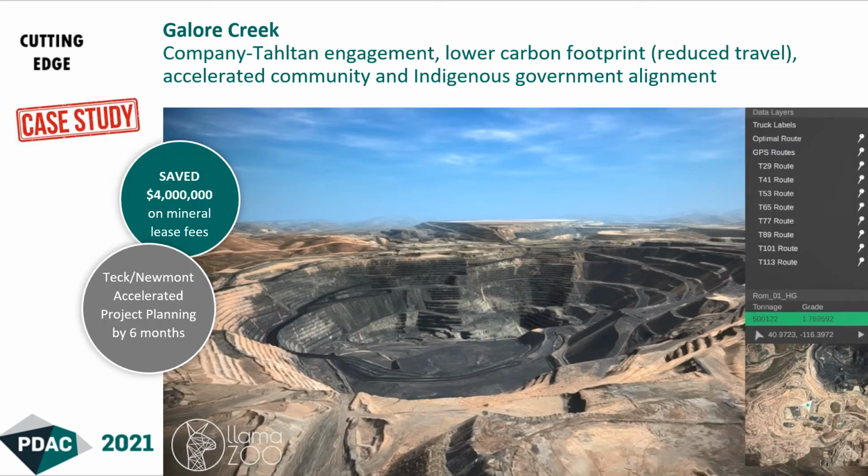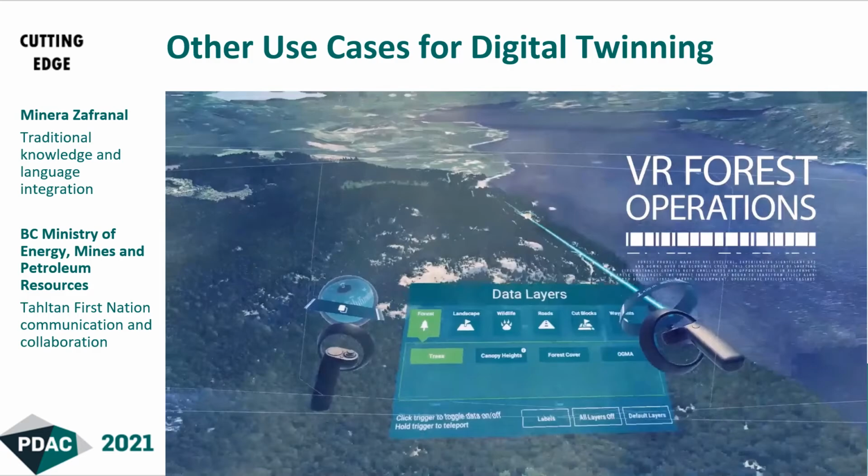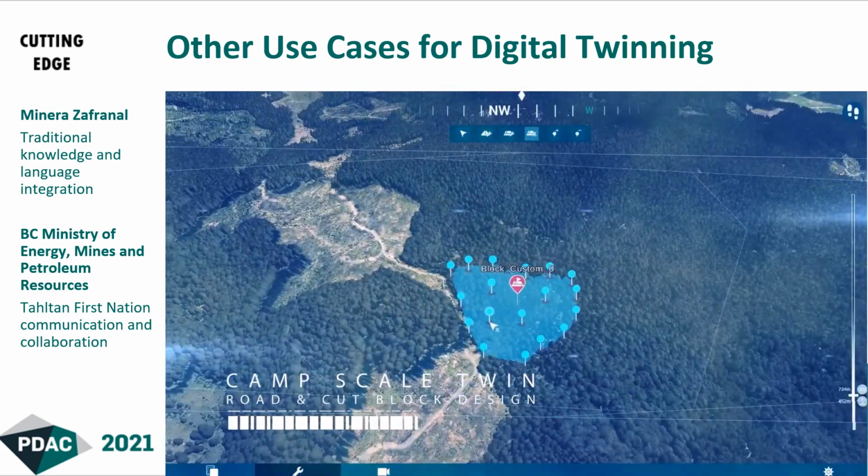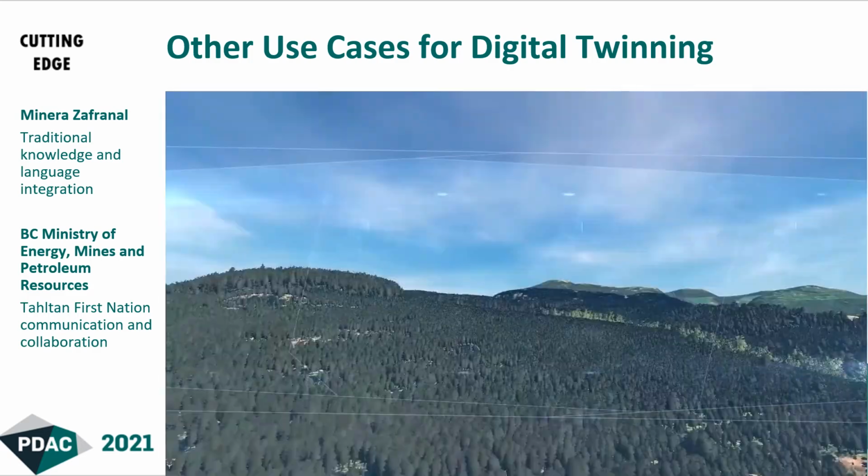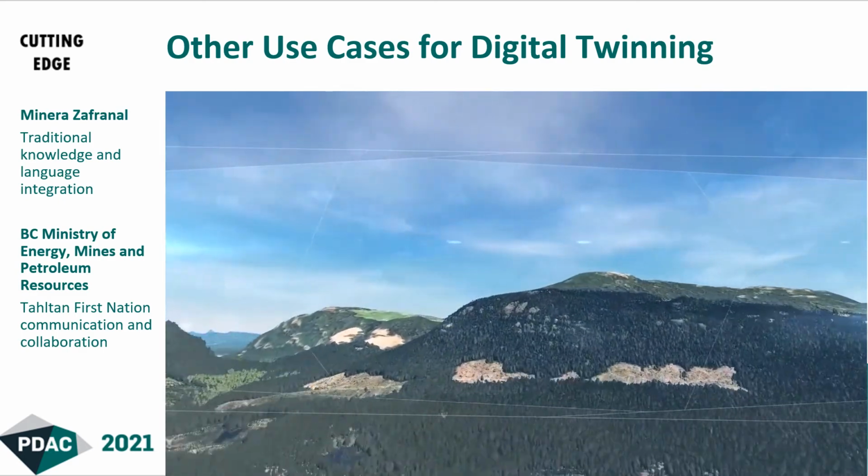An example of industry using Mine Life was with the Galore Creek project, which assisted in aligning with the Tahltan First Nation and accelerating the project planning timeline by 6 months, with tech forecasting that has saved at least $250,000 on site visits alone and $4 million in lease fees. Other projects, such as Zafranel, showcase the incorporation of traditional knowledge and enhance accessibility by representing data in local languages.